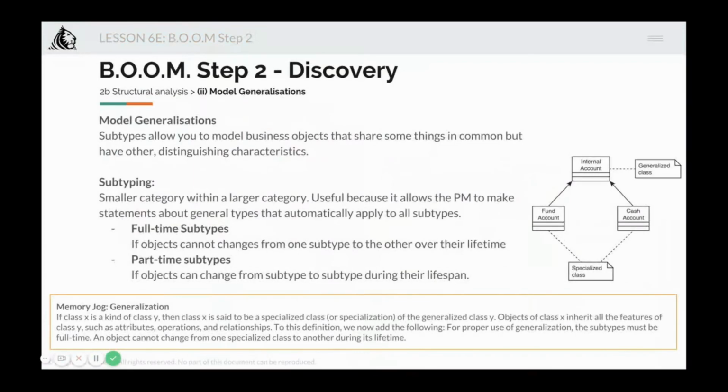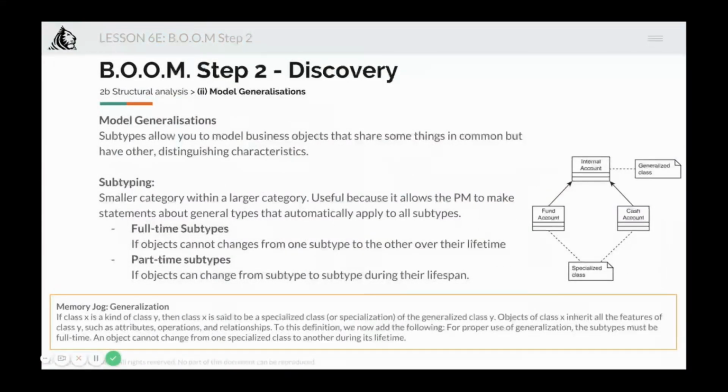How do you model generalizations? Well, subtypes allow you to model business objects that share something in common but have other distinguishing characteristics. What is subtyping? Subtyping is where you create a smaller category within a larger category. It is useful because it allows the PM to make statements about general types that automatically apply to all subtypes. What is full-time subtypes? If objects cannot change from one subtype to another over their lifetime, that is full-time. And part-time is if objects can change from subtype to subtype during their lifespan.